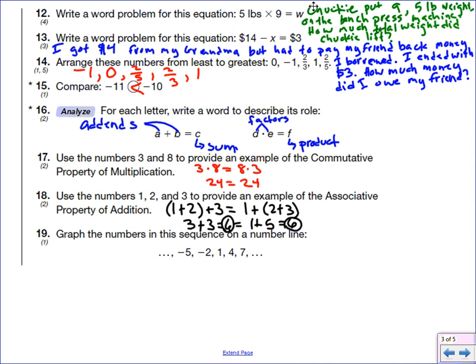Alright, then I'm going to graph the numbers on a number line. 0, 1, 2, 3, 4, 5. 1, 2, 3, 4, 5, 6, 7. So -5, -2, 1, 4, and 7.